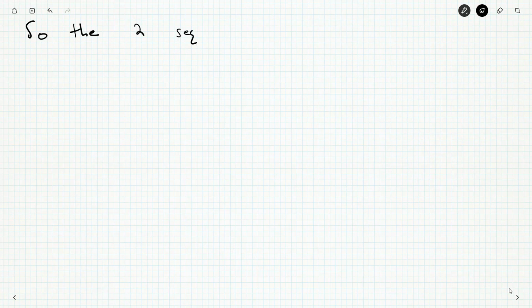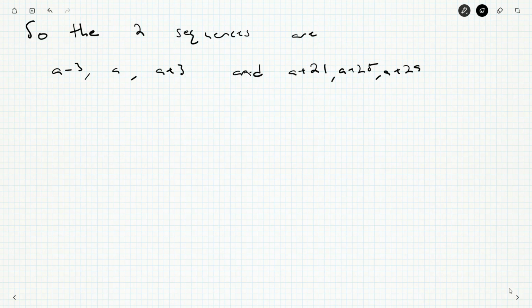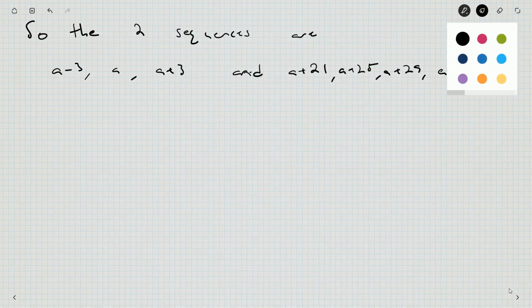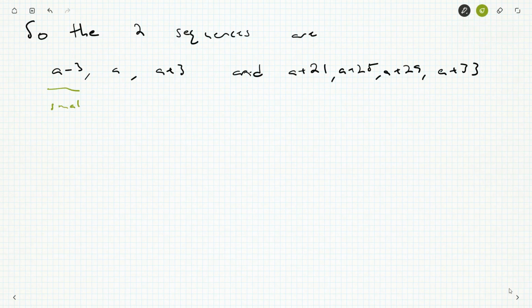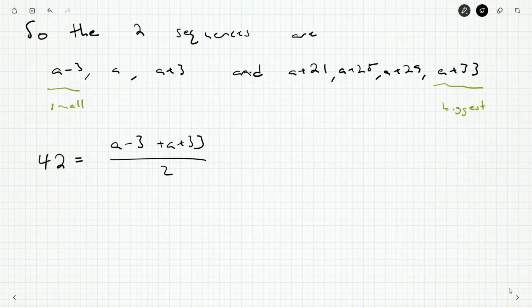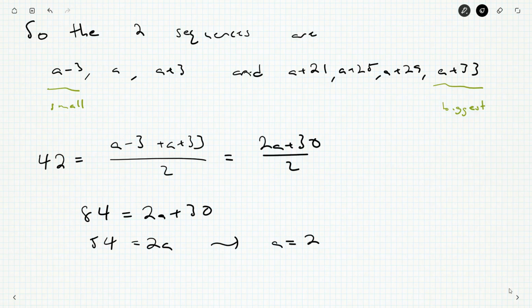So the two sequences are a minus 3, a, a plus 3, and a plus 21, a plus 25, a plus 29, a plus 33. It is very clear to see here that a minus 3 is going to be the smallest, and a plus 33 is the biggest. And we're told that the average of the biggest and smallest is 42. So we add them up, divide by how many of them there are. There's 2. So that's going to be 2a plus 30 divided by 2 is 42. That tells me 84 is 2a plus 30. Subtract 30 from both sides. 54 is 2a. So a is going to be 27.